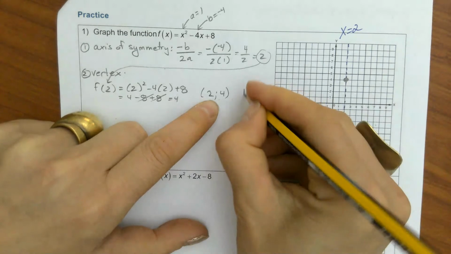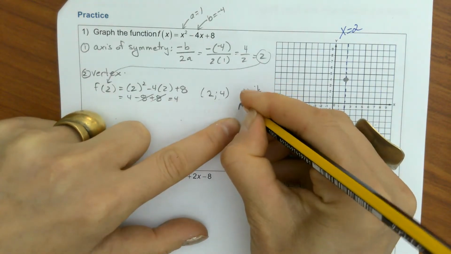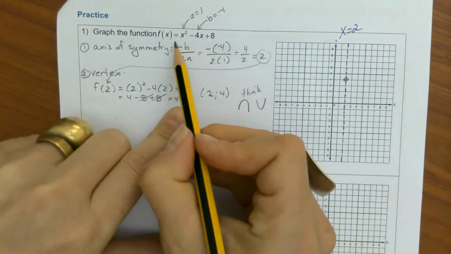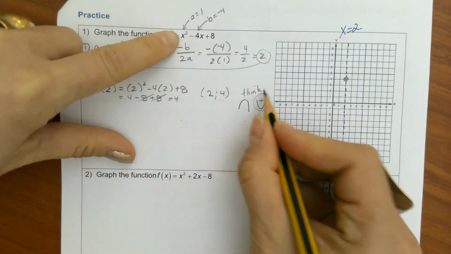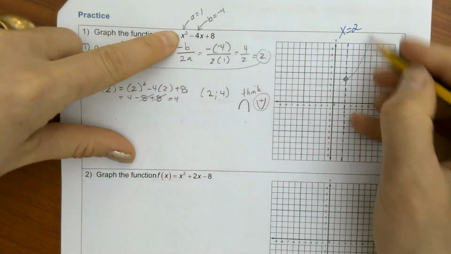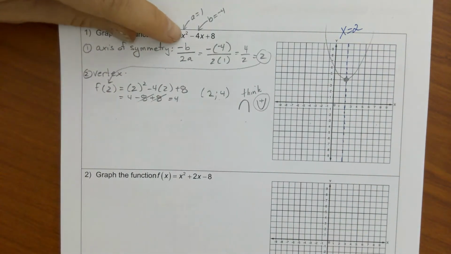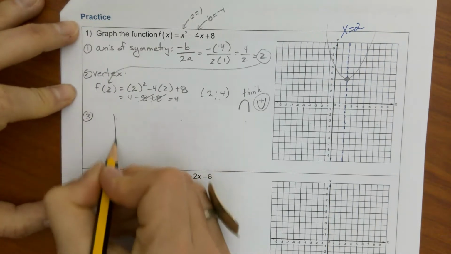Now I have to think, is the parabola going downwards or upwards? So I look in front of my x squared and I go, oh, it's positive. Because it's positive, it's going to open up. So I know it's going to look like this. I don't know exactly what it's going to look like. I just know it's going up because it's positive in front of the x squared. So now step 3, we're going to do our table of values.